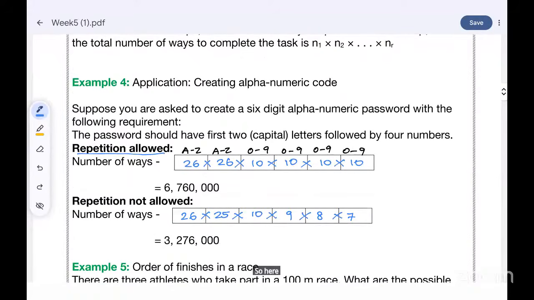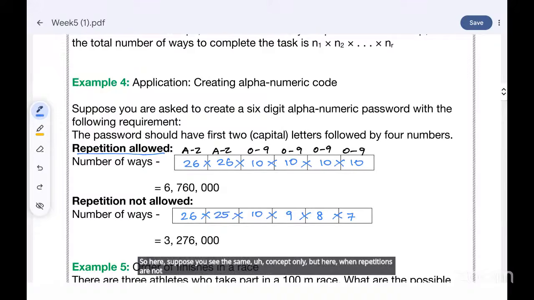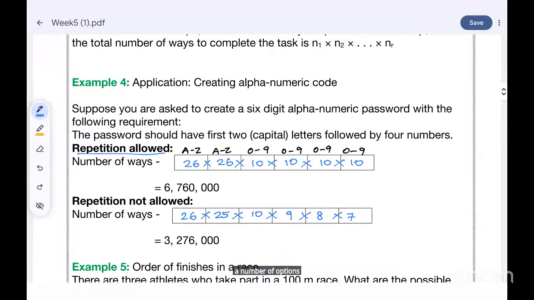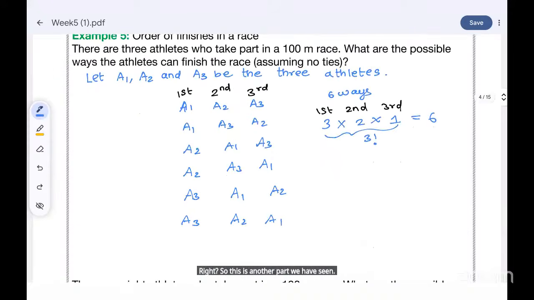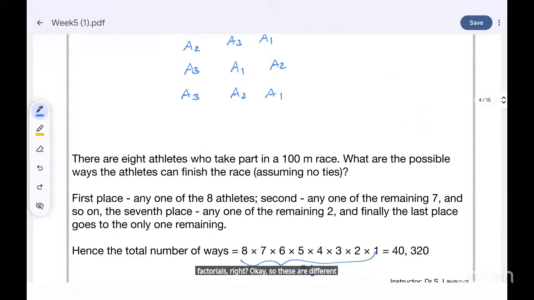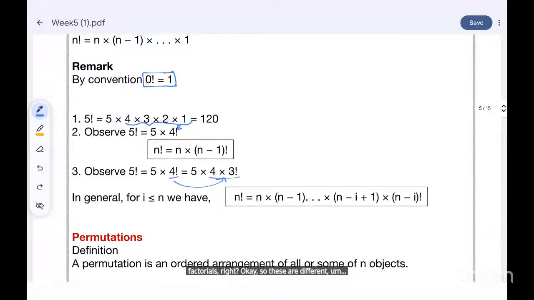Here, you see the same concept only, but when repetitions are not allowed, you have to reduce the number of options when you go to the next stage, right? So this is another part we have seen. And when you have distinct objects and the position matters, then you are looking at factorials, right? Okay, so these are the different concepts we have seen so far.